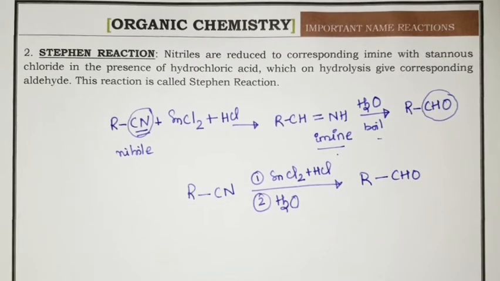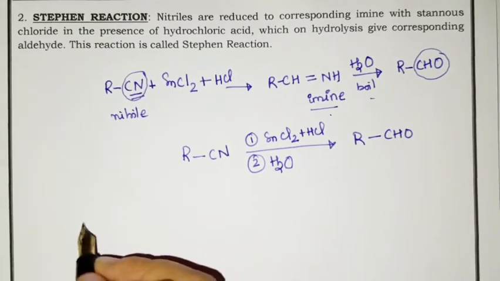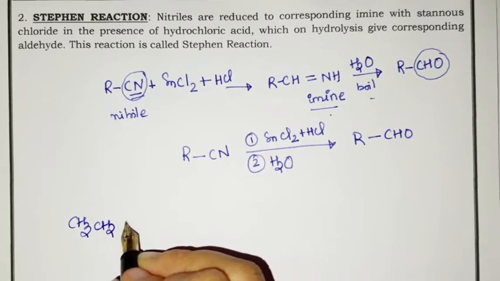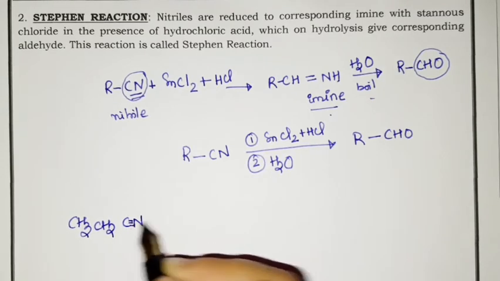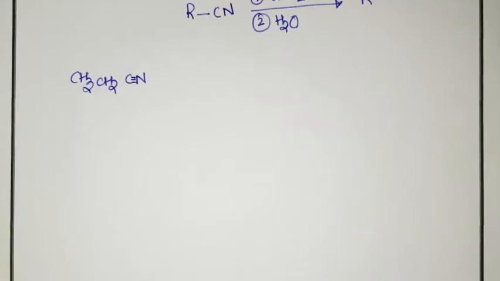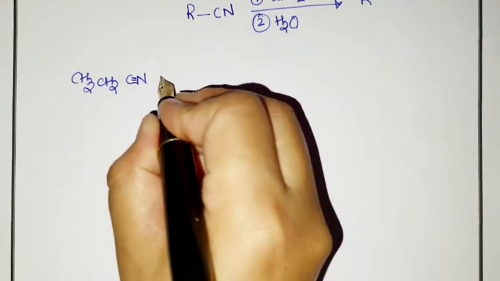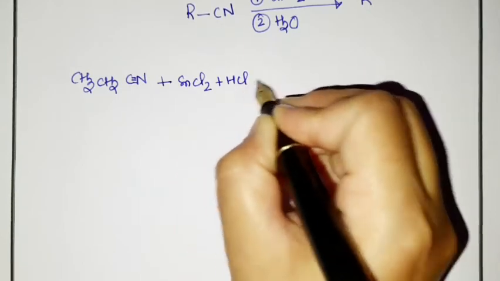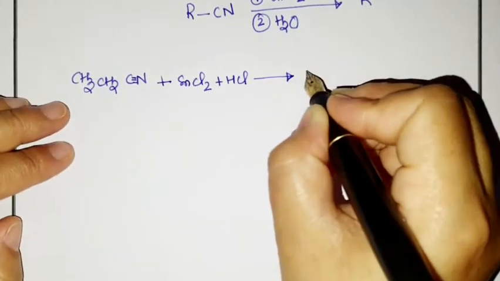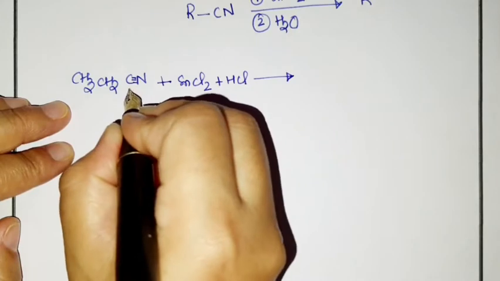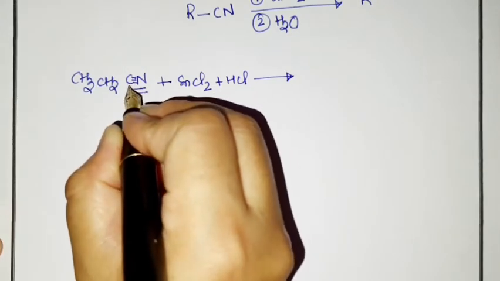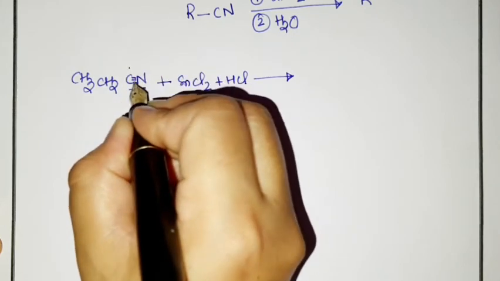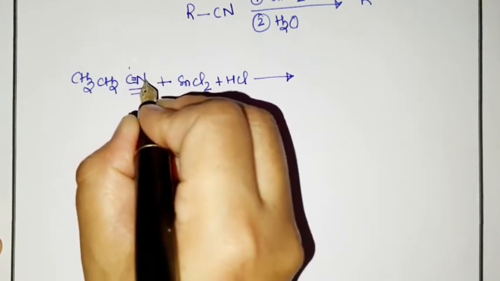So let us take an example. Suppose we have CH3, CH2, then CN. There will be a triple bond in CN, right? This nitrile, if we react it with stannous chloride and HCl, first the conversion takes place from nitrile to imine. Only here the change happens. So CN will become CH double bond NH, each getting one hydrogen.